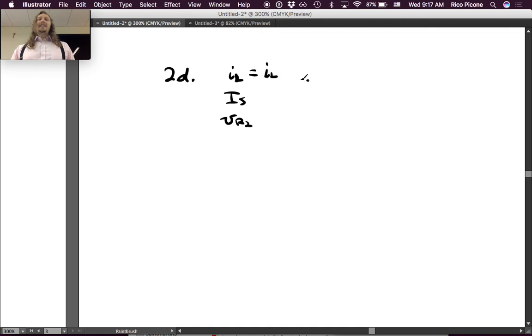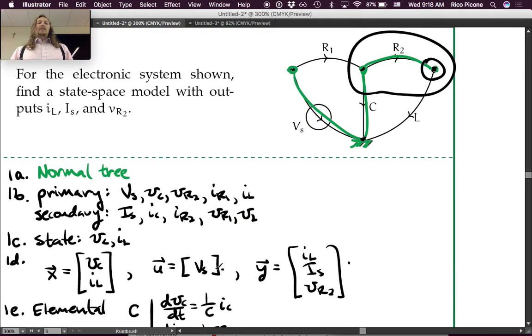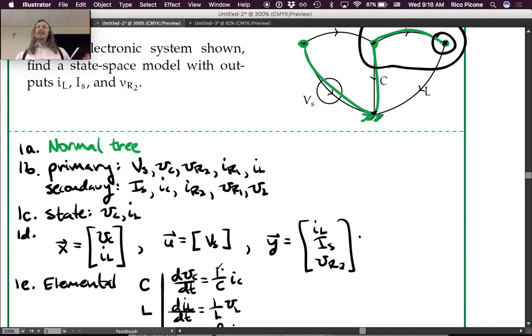It already is a state variable, so we're good. IL equals IL. All right, so that was a gimme, right? I know, the gimmes are the ones that always freak people out. And then the second one is IS, which is not a state variable, it's not an input.